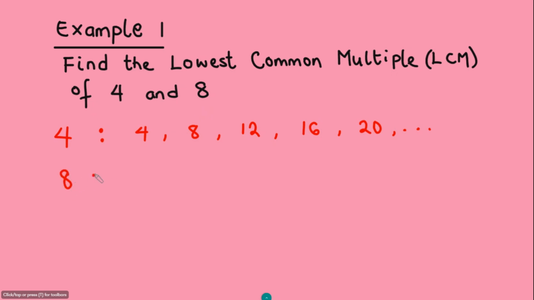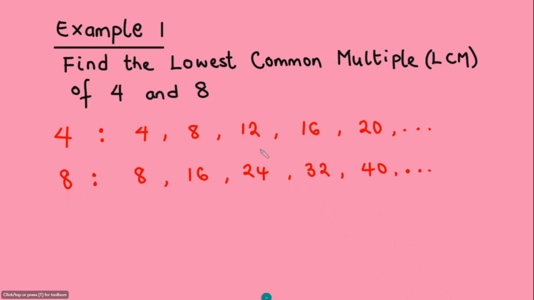The multiples of 8 are 8, 16, 24, 32, 40. And of course, the list goes on and on. Now, if you look at the multiples of 4 listed here from 4 to 20, and the multiples of 8 also listed from 8 to 40.